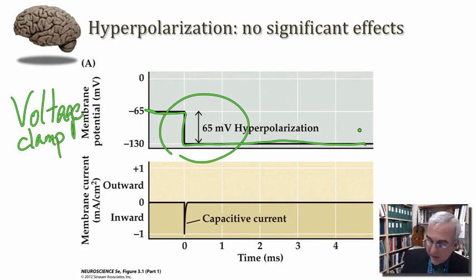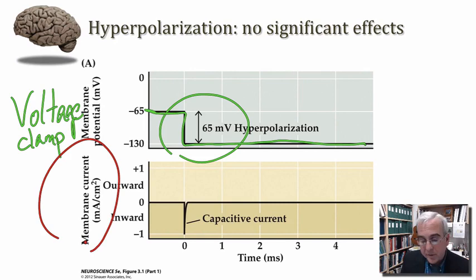And they are measuring then the current that can be recorded during this experiment. So what's seen is a sharp transient, which is called a capacitive current. This reflects the way charge is redistributed around the membrane, but otherwise nothing significant is happening. So with hyperpolarization, there are no significant effects on net current that's flowing into or out of the axon.